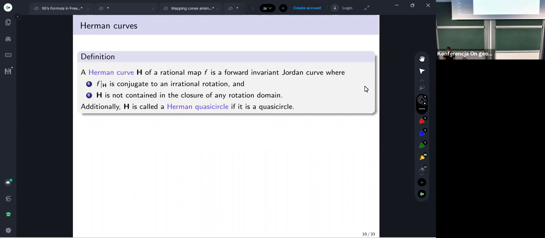What I'm going to call a Herman curve is a forward invariant Jordan curve on which f is conjugate to an irrational rotation. But then we also have this optimality assumption that it is not contained in the closure of any rotation domain. Additionally, we call this a Herman quasicircle if we know that it is a quasicircle. So there was a talk on Tuesday by Fei Yang. This is basically the same object. He called this the degenerate Herman ring. There are a few reasons why I would like to use this term and advertise this term instead, Herman curves.